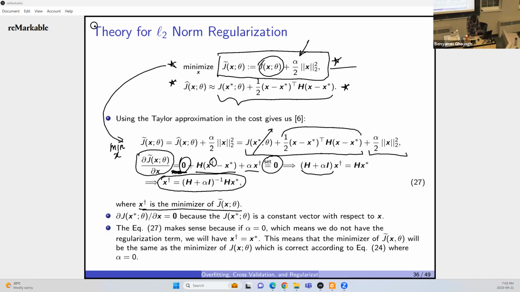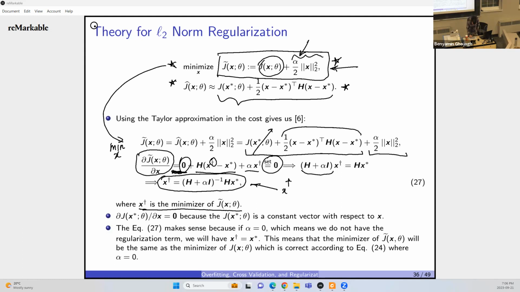Because in this equation, set alpha to 0. This term goes away, right? Then we'll have J tilde equals J. So when alpha is 0, the minimizer of J tilde should be the minimizer of J, right? Now set alpha to 0 in this equation. Then X dagger becomes, let's do that.